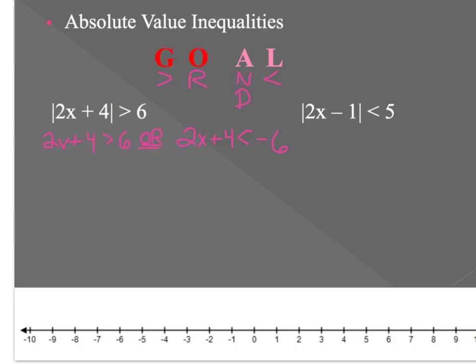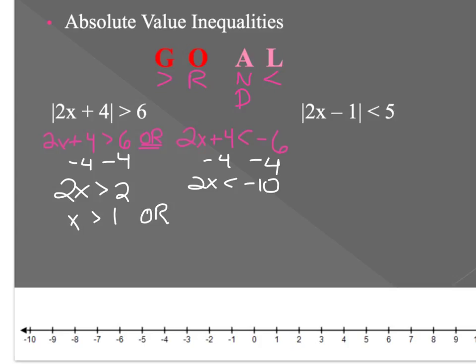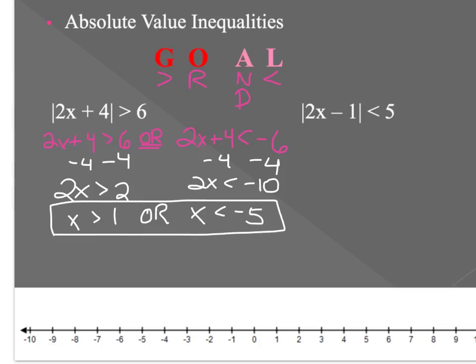So we're going to solve the two inequalities. So we subtract the 4. We get that 2x is greater than 2, which means that x is greater than 1. Or we subtract the 4, we get that 2x is less than negative 10, which when we divide by 2 gives us that x is less than negative 5. So this is our compound inequality solution.